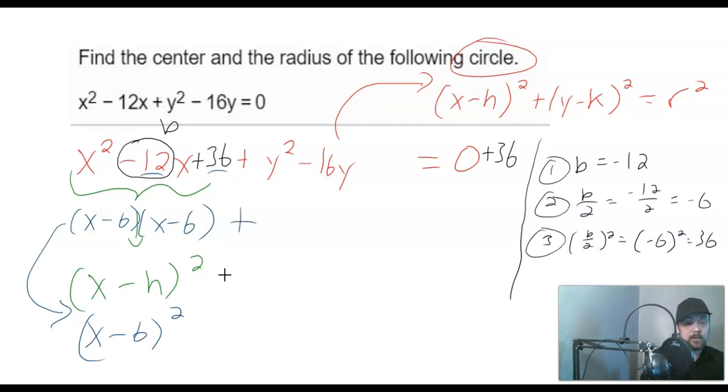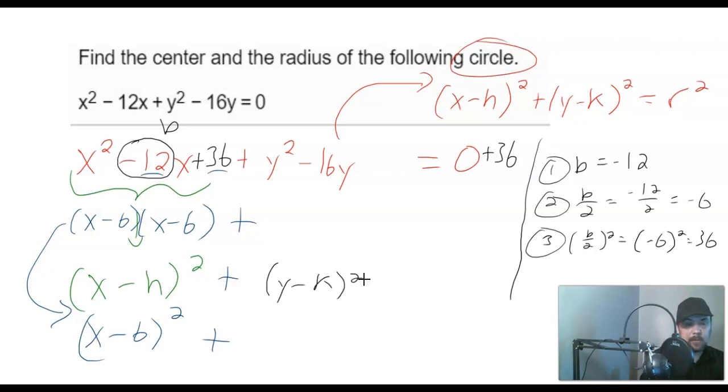So what I want you to do is the same thing for the y variable. So pause the video and then see if you can complete the square for the y variables. Right? And then resume the video to see if you came up with the right result.